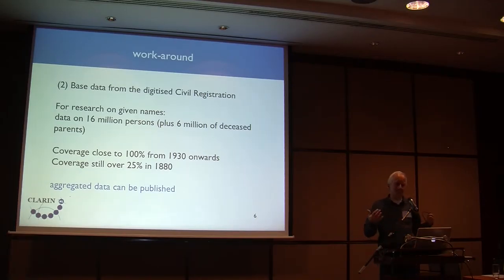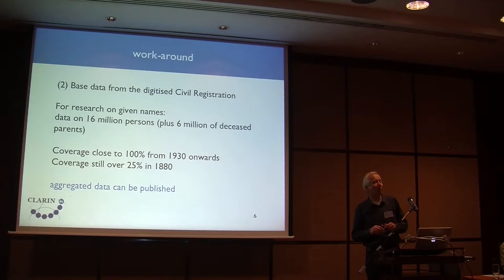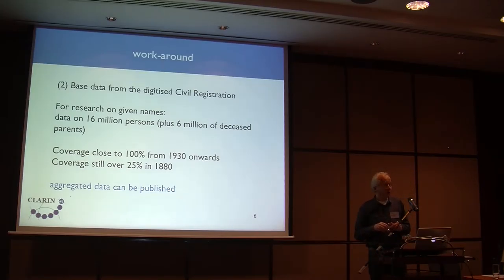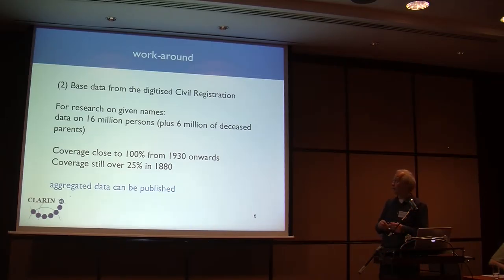Well, the government was nice to me, actually, I should say, because they gave me all the data from all the Netherlands, all the Dutch people, so that's 16 million, so full population data on names. But they gave more. I come to that later, but also the parents that were deceased or ancestors that were deceased. So in all we had 22 million people in our database, which is nice. And that's a coverage close to 100% for the last 80 years.